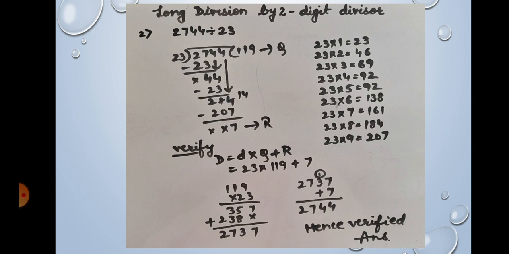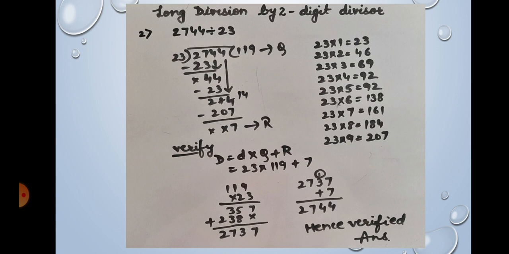Now 4 again we will place along with 21, so we will get 214. Now we will see in the table of 23, the number which is closer to 214 is 207. So 23 nines are 207. So we will place 207 below the digit 214. After that we are going to subtract 207 from 214. We will get 7 as a remainder.